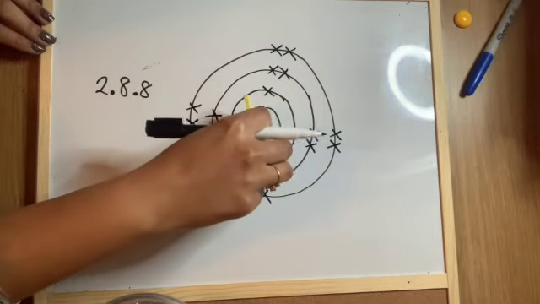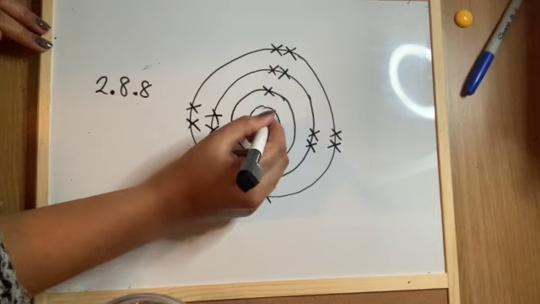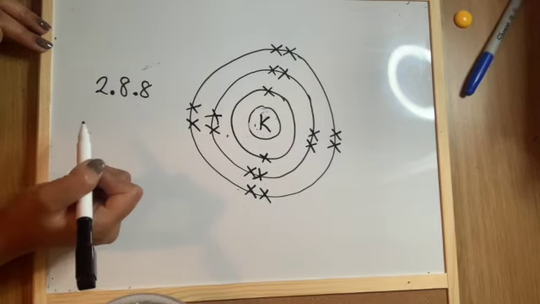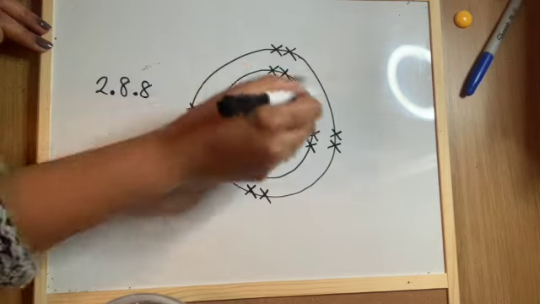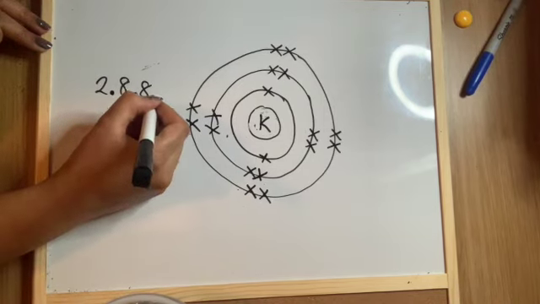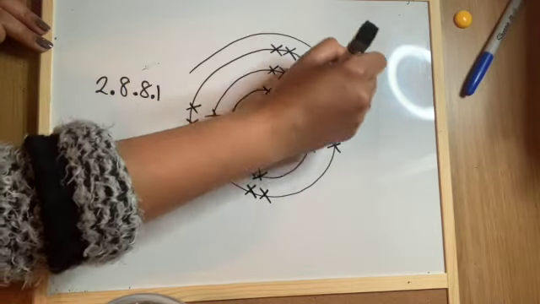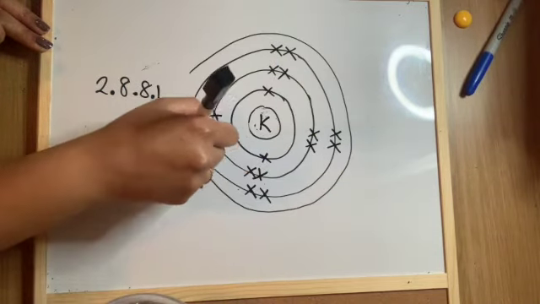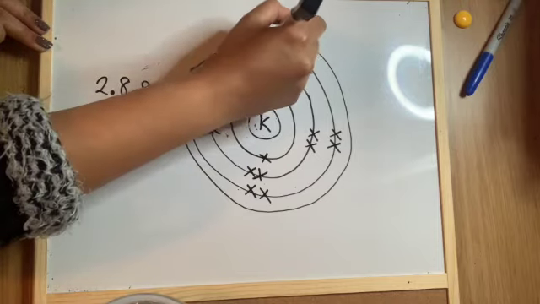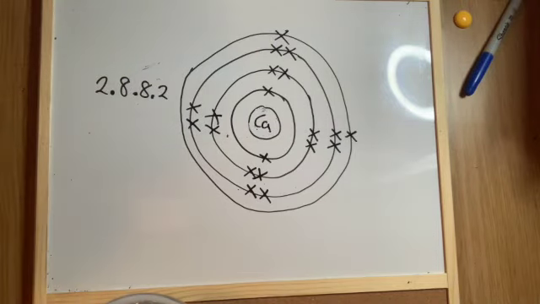Now, potassium has 19. The second electron shell is full. I can't put any more electrons on this electron shell, so I have to now go to my next electron shell for potassium. And there's my 1. The electron structures for the first 20 elements.